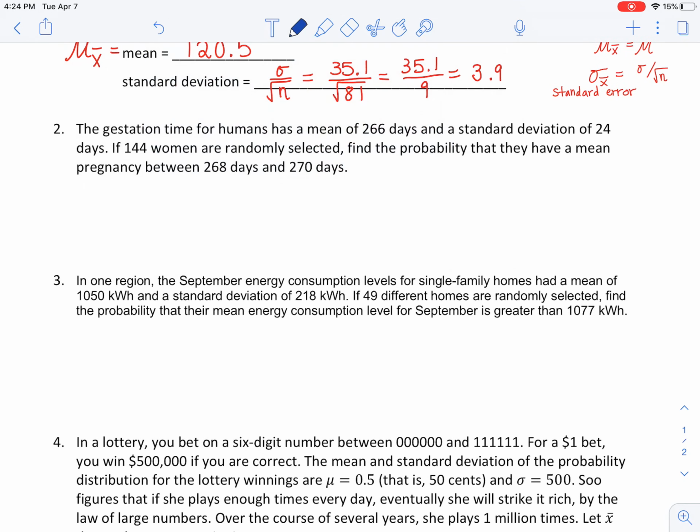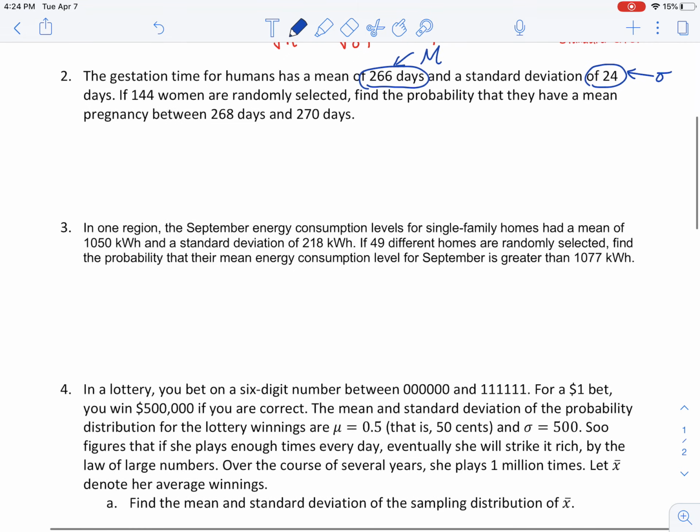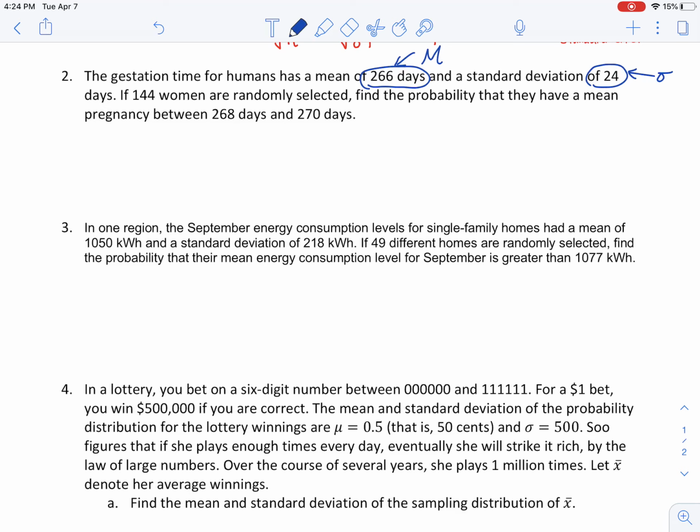All right, the gestation time for humans has a mean of 266 days and a standard deviation of 24 days. For humans, right? This is for the population. So I'm going to label this. Let me use a different color pen. This 266 days is the mean of the population, and this 24 is the standard deviation for the population.